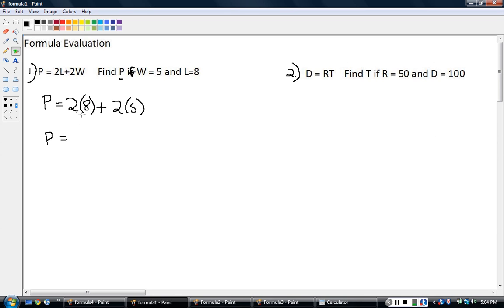Okay, this one's fairly easy. 2 times 8 is 16. I just follow my order of operations at this point. 2 times 5 is 10. So P equals 16 plus 10, which is 26. And that's it. I'm done.